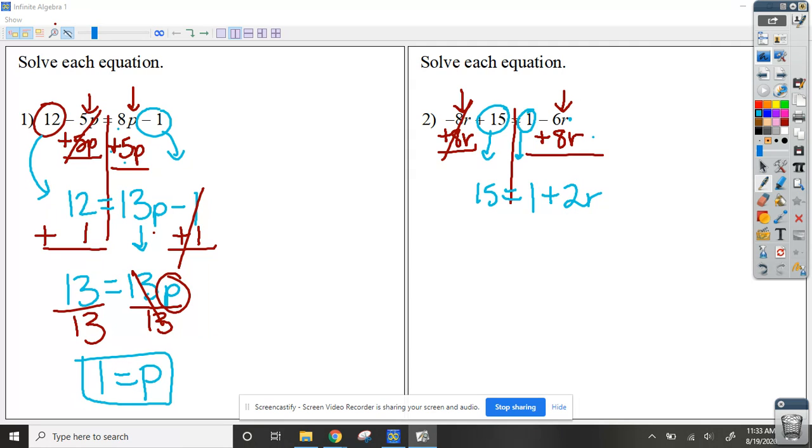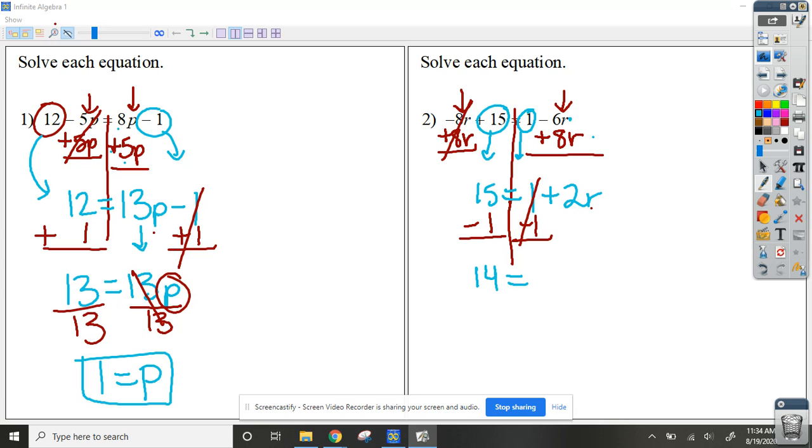From here, it becomes a two-step problem like last week. My variable is r. It's being multiplied by 2. And we also have a constant of 1. Let's cancel the constant. It's positive, so I'm going to subtract to cancel it, which will cancel here. But I need to subtract 1 over here on the left side. What is 15 minus 1? 15 minus 1 is 14.